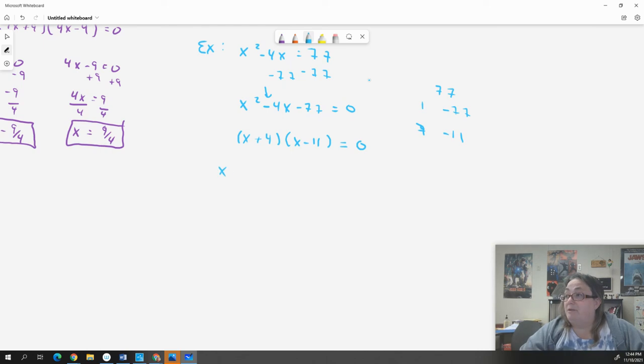We can set x plus 4 equal to 0. And we can set x minus 11 equal to 0. And here we just subtract 4. We get x equals negative 4. And then here we can add 11 to both sides. Has to be both sides, right? So we can maintain the equality. x equals 11. And these are our two solutions.